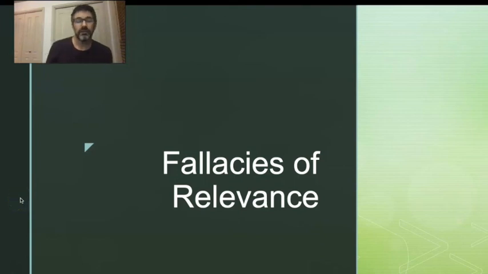So let's dig into the idea of fallacies. And we're going to start with a particular category, fallacies of relevance. You're going to have categories within categories within categories and then examples, but it's really not that complicated once you get a few basic ideas down. So let me start with those.